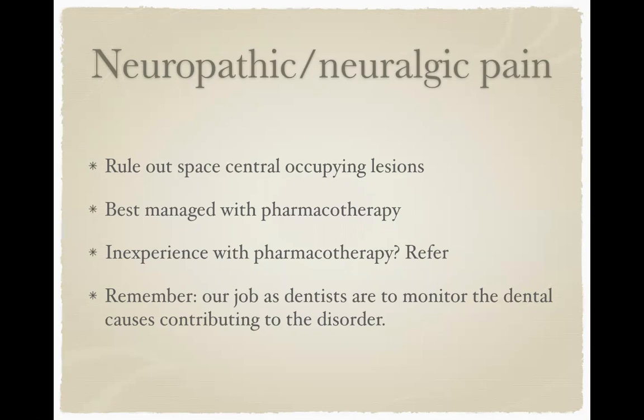So the first thing you have to do when you have a patient that you suspect has neuralgic pain is to rule out any central space occupying lesions. This would usually be done by skull imaging, and also ruling out that it's not a systemic issue that's causing the pain. So consulting with the primary care is usually recommended.